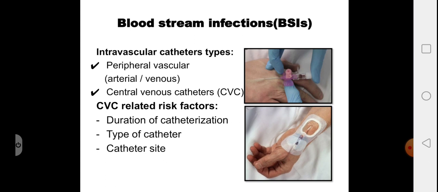The type of catheter used. These central venous catheters can have multiple lumens. So more the number of lumens, more is the risk of infection. Usually the catheters made of polyvinyl chloride carry more risk of infection than those made with Teflon or polyurethane. The catheter site chosen. So we have already learned that the central venous catheters can be inserted either through the subclavian vein, internal jugular vein, or femoral vein. When you insert through the femoral vein, there is increased risk of infection because of the close proximity to the genitalia.